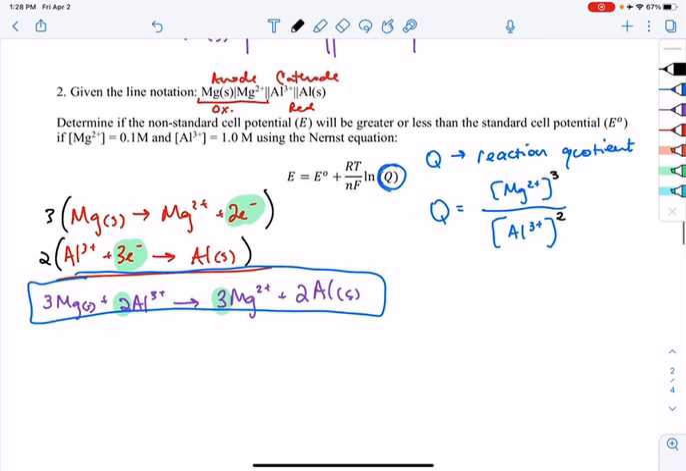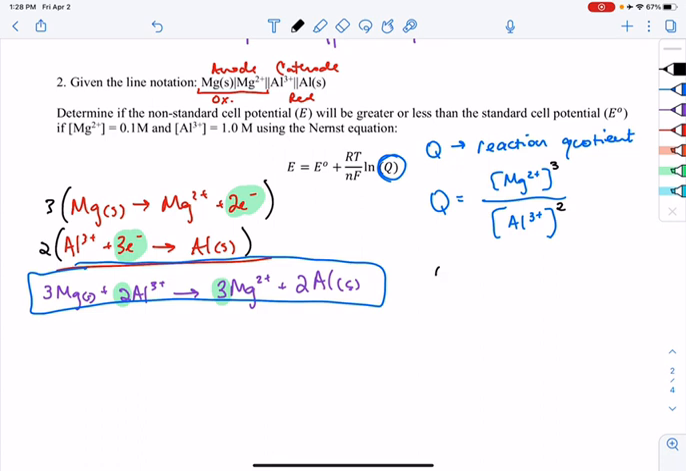So what's the point here? What's happening? It tells us these concentrations. It says Q would be 0.1 cubed over 1 squared. So this is going to be a number that is, we'll say Q is less than 1. Right? It's definitely going to be a small number. So the natural log of 0.1 cubed over 1 squared is going to be less than 0. It's a negative number, right?